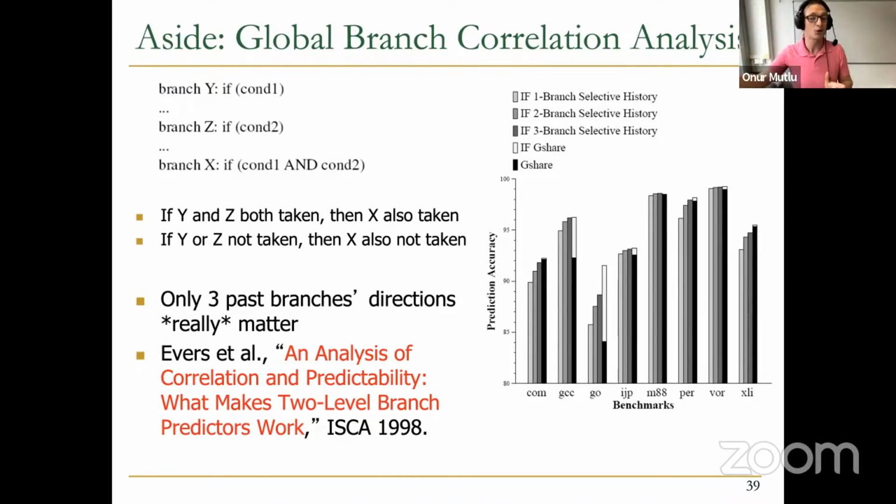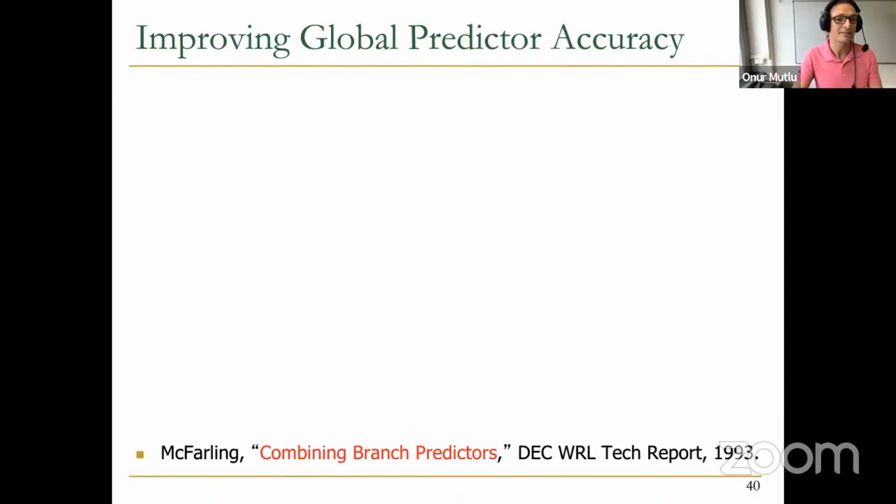Now, we will see later the Perceptron branch predictor that tries to find the correlations of different branches. And the idea it will have is to try to find the correlations such that it would get those branches that are going to affect the most the current branch that we're trying to predict. So I find this fascinating. So later people actually developed mechanisms using machine learning to try to get this correlation right.